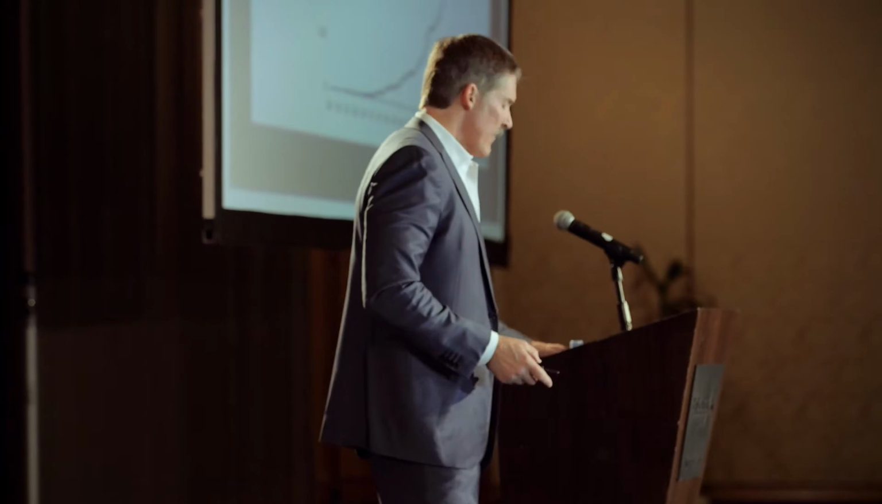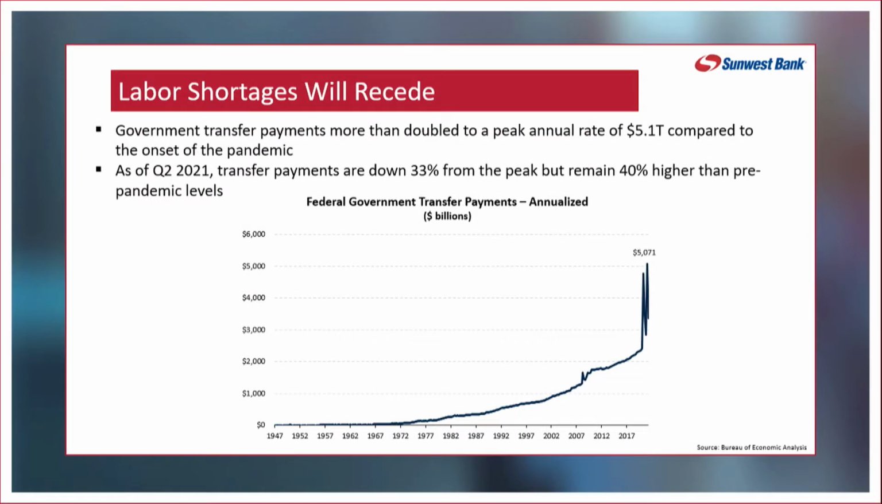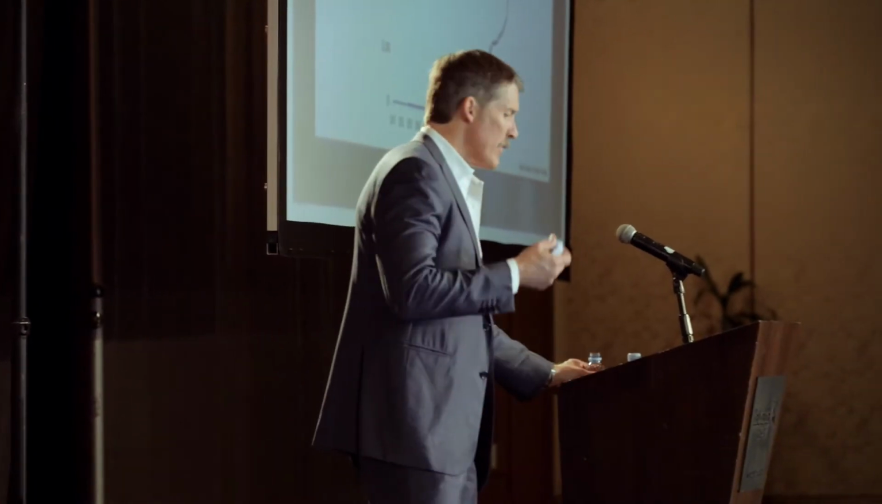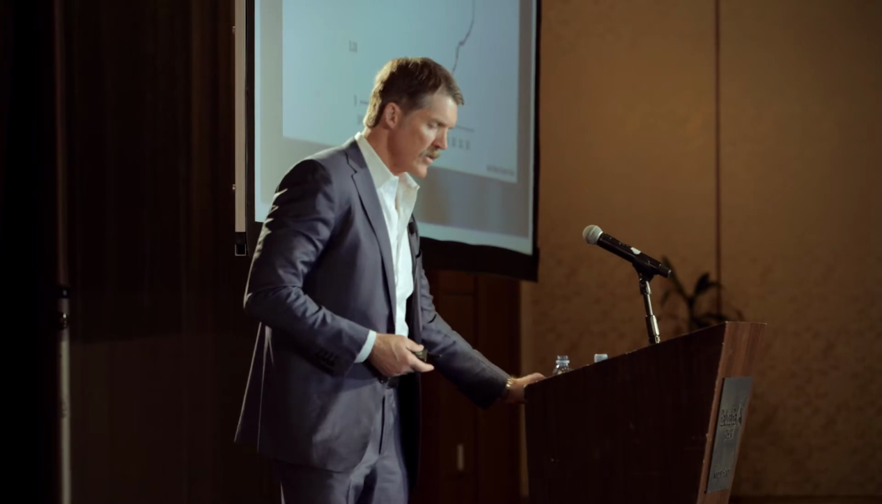And then lastly, labor shortages will recede. Because the federal government was paying people more not to work than to work, we created massive problems with labor and businesses not being able to run their factories to produce the goods to relieve some of this pressure. The government transfer payments went up to $5.1 trillion. Now they're down, but with what President Biden is talking about, with the Build Back Better plan, they want to continue to juice and supercharge a lot of the transfer payments, welfare payments, however you want to say it.